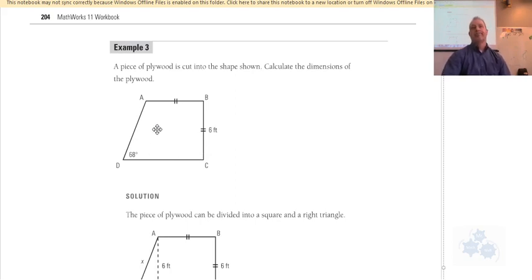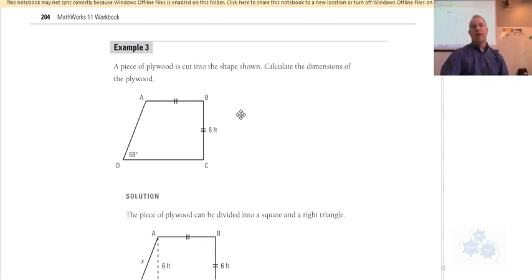Sorry, these aren't parallel. These are the same length, right? I think I said adjacent sides parallel. Sorry, it's not parallel. No, parallel is like this, right? They never touch. They're always the same distance apart. The two little nicks there mean they're the same length. That's all that means. Okay.